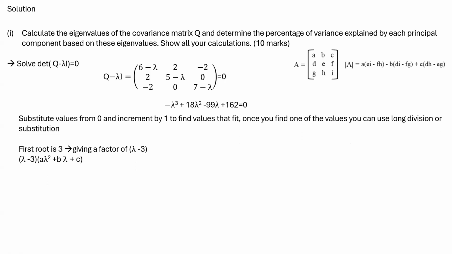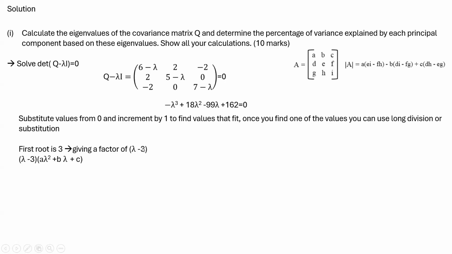When we do that, we get the first root. When we put in 0, it doesn't work, obviously, because there's this value here. When you put in 1, you don't get 0. You put in 2, it doesn't work. You put in 3, it does work. So you know that 3 is a root. If you turn it into a factor, lambda equals 3 is a root, so the factor will be lambda minus 3.